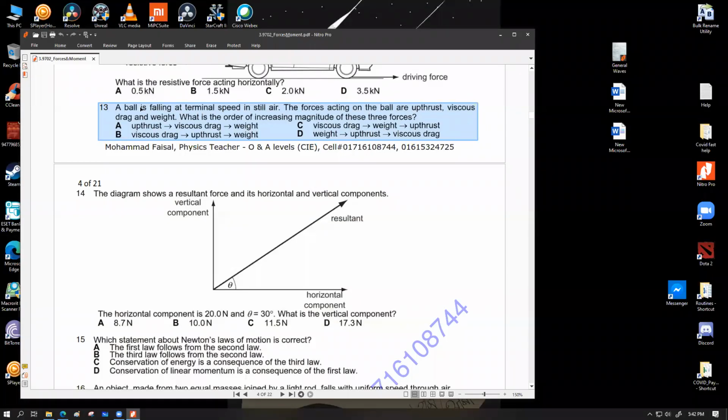So have a look. The question says the ball is falling at terminal speed in still air. The forces acting on the ball are upthrust, viscous drag, and weight. What is the order of magnitude of these three forces? Now, a couple of things that we need to consider.